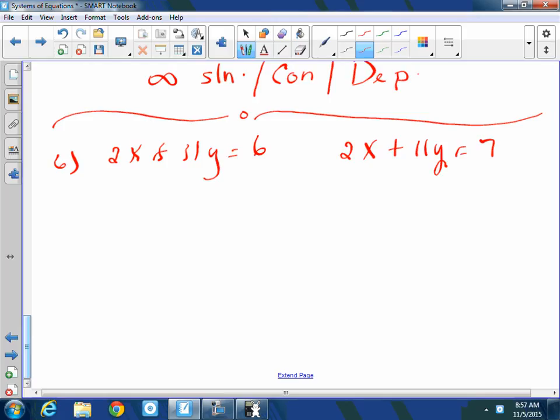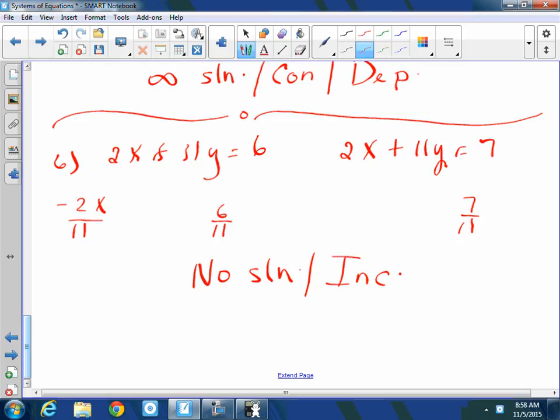Because for both of them, you're going to have to do minus 2x, and then you're going to have to divide by 11. But this question is, are they going to be the same line? No, why not? They have different y-intercepts. Very good. This one is going to be 6 divided by 11, and that one is going to be 7 divided by 11. When you get really good at this, you won't even have to solve them. And you will know that these are parallel lines, which means there is no solution, which means they're inconsistent. Okay. Good job.